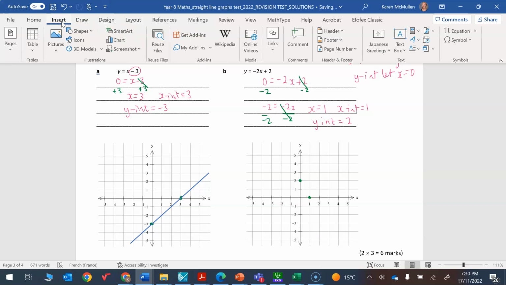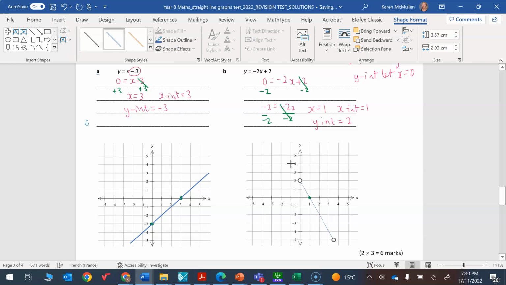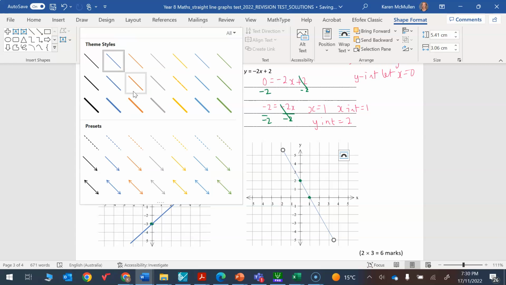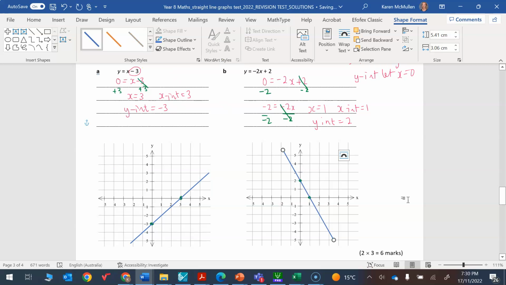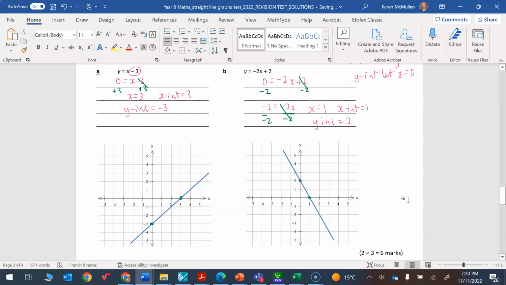And we're going to draw a straight line going through them. Now you should have a ruler. Extend that a little bit. There we go. All right, so there's the line for B.